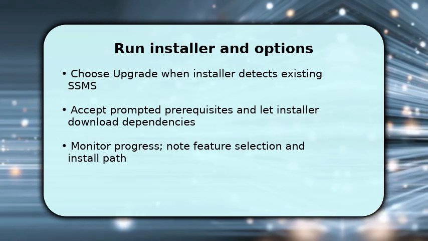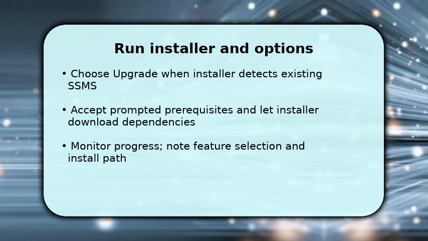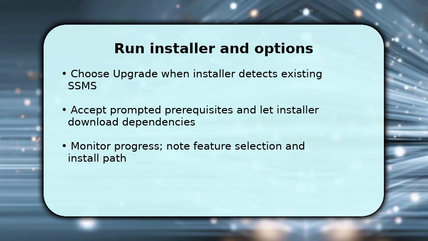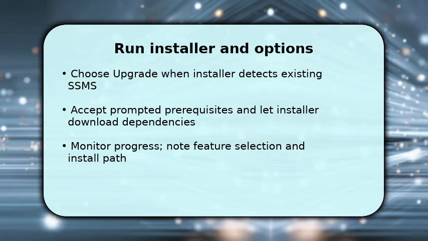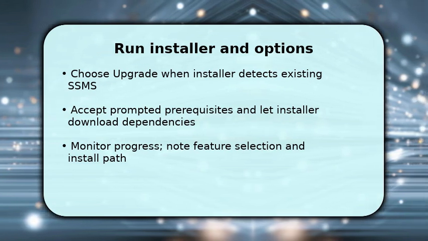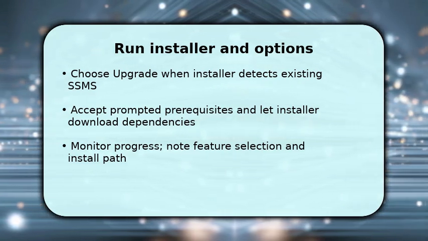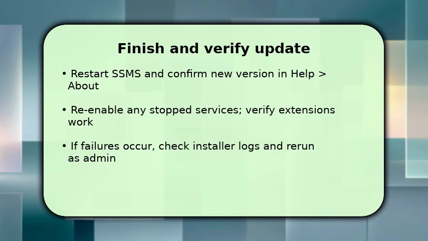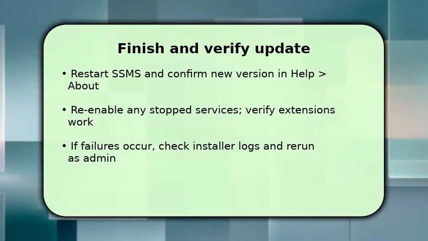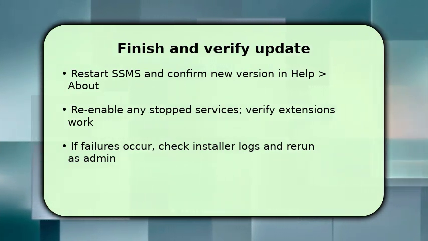Pay attention to feature selection and install path because extensions or custom locations can affect behavior. Let the installer finish. If it pauses, check the UI for prompts. This middle phase is about completing the replace without interrupting file operation. After installation completes, restart SSMS and immediately verify the new version in Help About to confirm success.